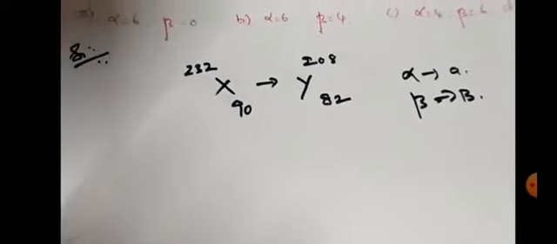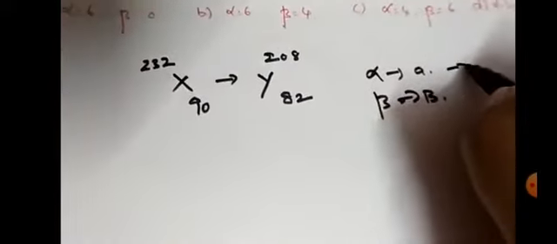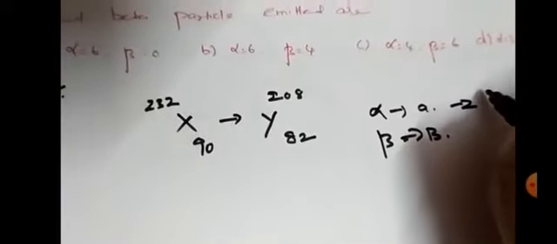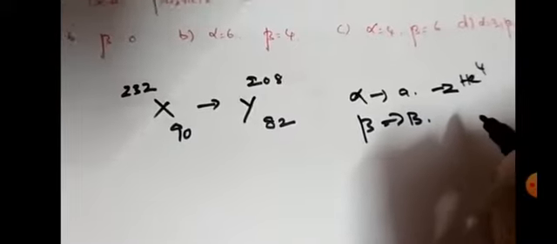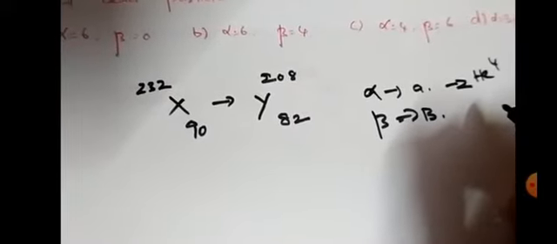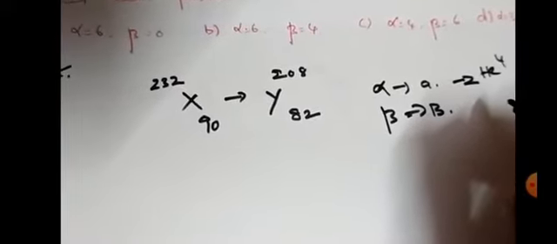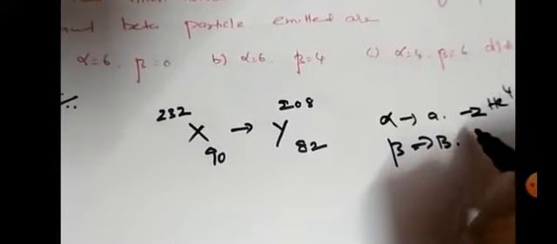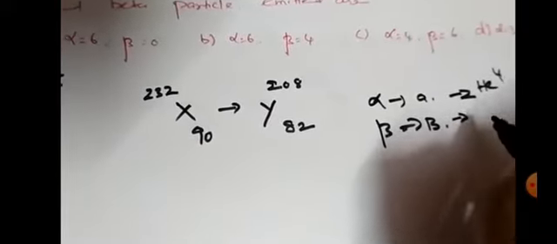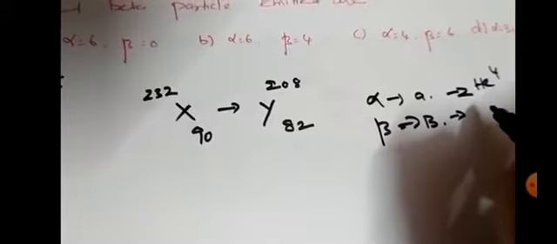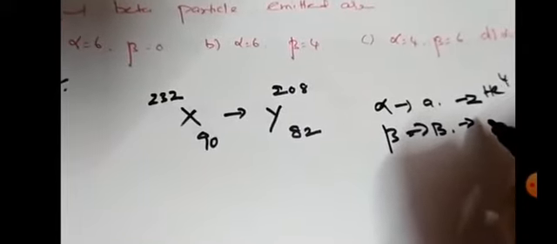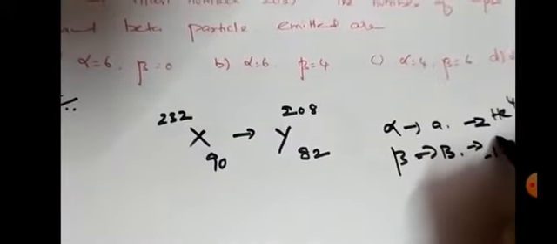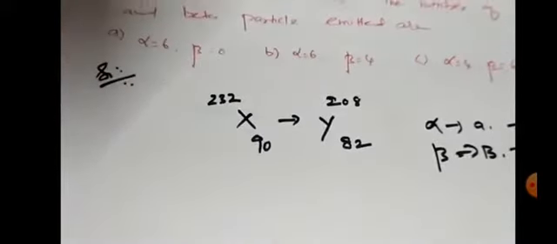Here we very well know that when an alpha particle, 2He4, is emitted, there is a decrease of charge number by 2 and mass number by 4. Similarly, the emission of a beta particle increases the charge number by 1. We are very well aware of all those things.